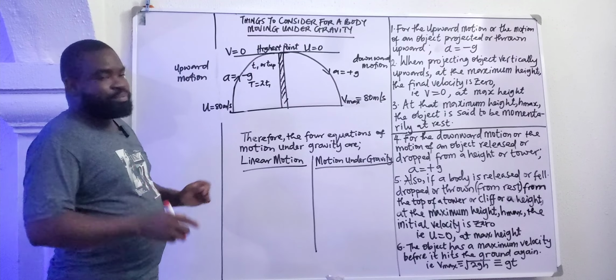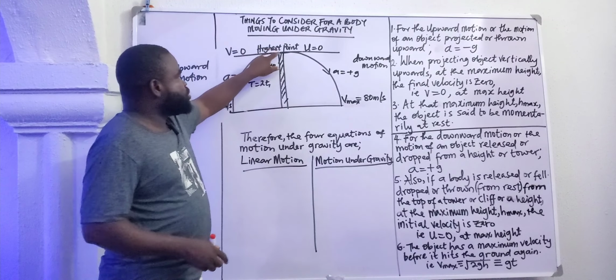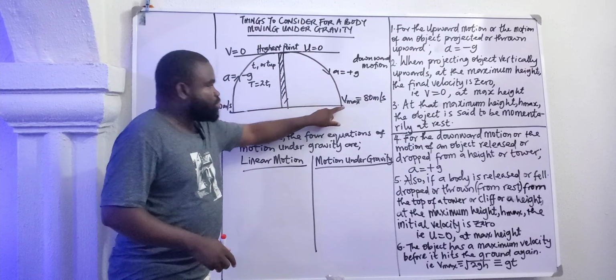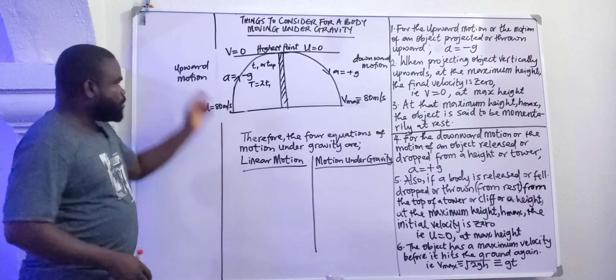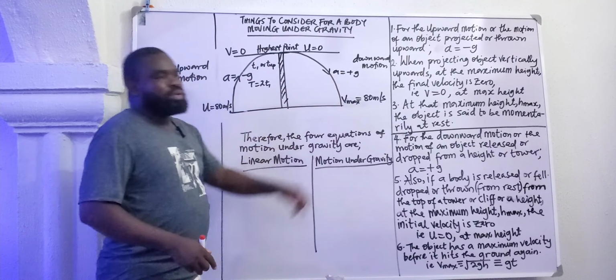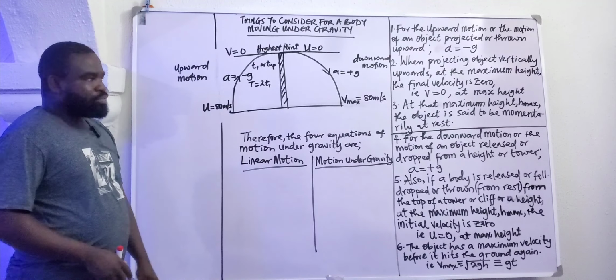That total time actually means the time taken for the body to go up, and then the time taken for the body to what? From the top, reach the ground. So the time taken to go up is equal to the time taken to what? From the top, get to the ground.